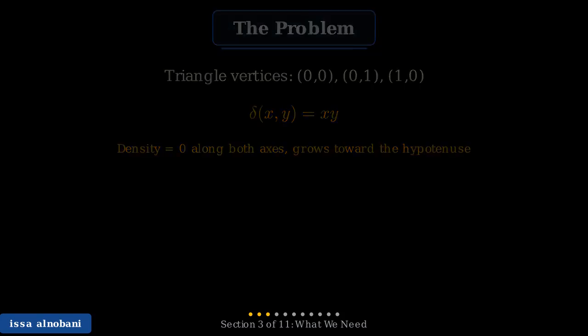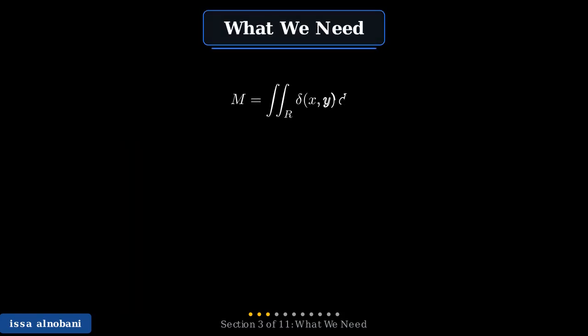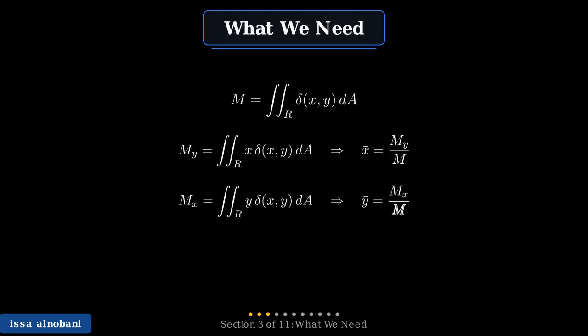To find the center of gravity, we need three quantities: the total mass m, the moment about the y-axis for x bar, and the moment about the x-axis for y bar. Mass is the double integral of the density over the region. Each moment is the density multiplied by the distance from the corresponding axis, integrated over the same region.